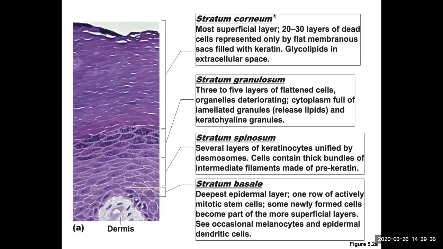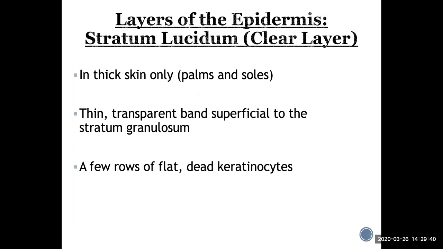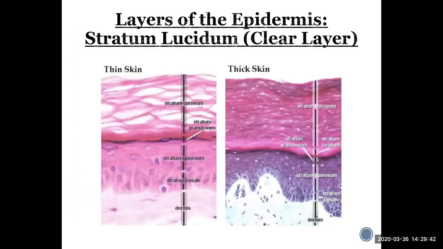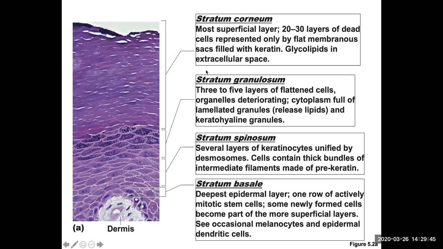And finally, the superficial-most layer of the epidermis is the... here we go. Okay, so sorry. The stratum granulosum is here. Since this is an example of thin skin, we don't have it here, but there is another layer in between the stratum granulosum and the stratum corneum, and that is the stratum lucidum.